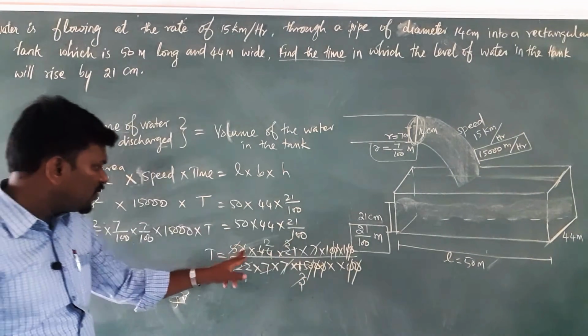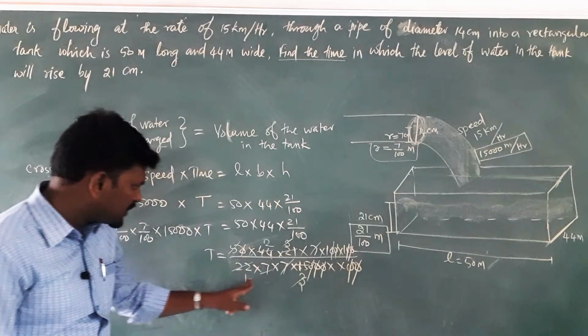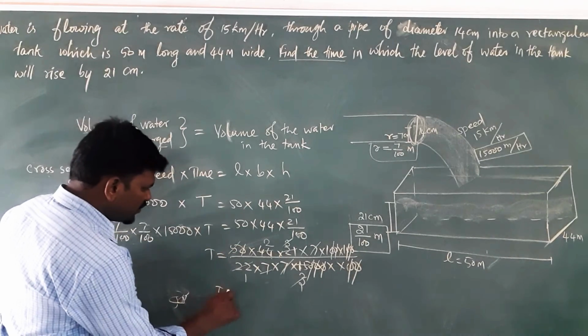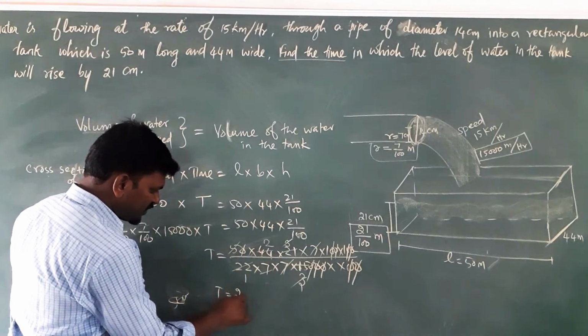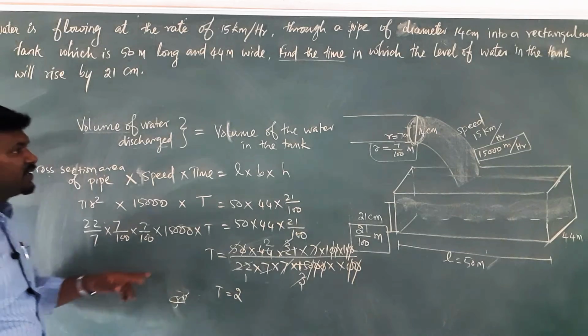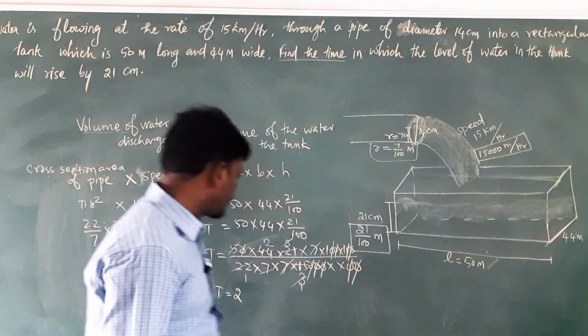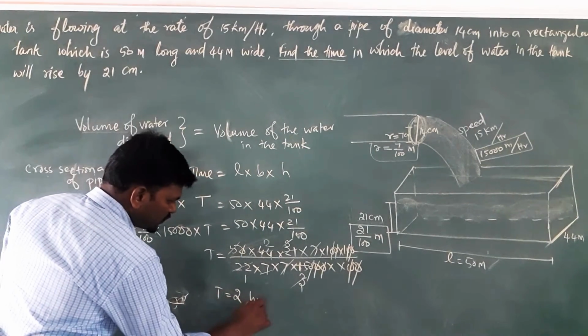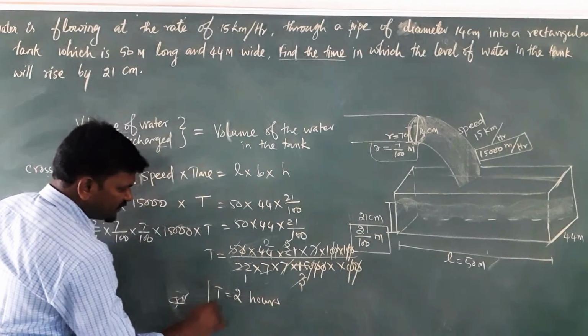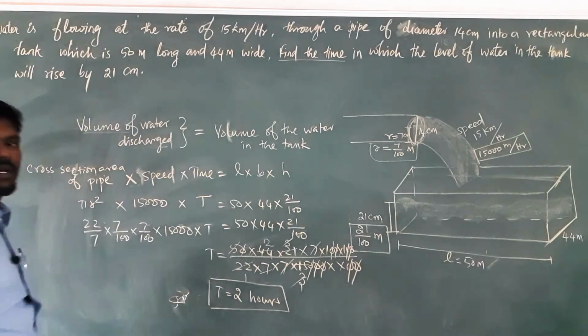So see, all the numbers are cancelled, only in the numerator 2 is there. 15 meter per hour, so the time is 2 hours. See, very simple question.